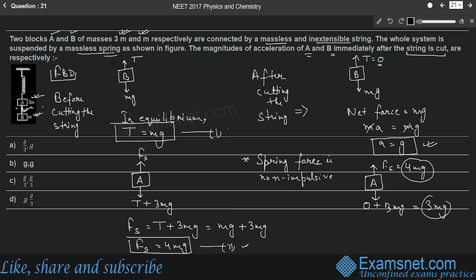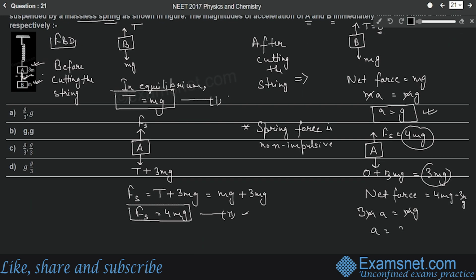Okay, so again the net force will be equal to what? This time upward and downward both forces are available, so net force will be equal to 4mg minus 3mg. Net force is mass into acceleration, that means 3m into acceleration will be equal to 4mg minus 3mg, that is mg. So m cancelled. So this time what will be the value of a? It will be equal to g by 3. Okay, so this is the acceleration of the block A. So block A has acceleration g by 3 and block B has acceleration g. So option A will be the correct answer.